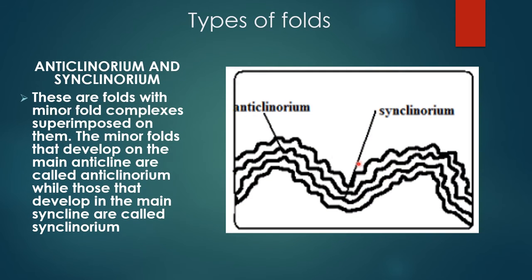Dear students, we are going now to talk about the last type of fold, which is the anticlinorium and synclinorium. Remember, these are minor fold complexes. This area is generally known as an anticline. So when there are minor folds which occur at the anticline, it's called anticlinorium. And when this area, which is called the syncline, has minor folds also occurring there, it is known as synclinorium. So we have the minor fold complexes occurring at the anticline and at the syncline.